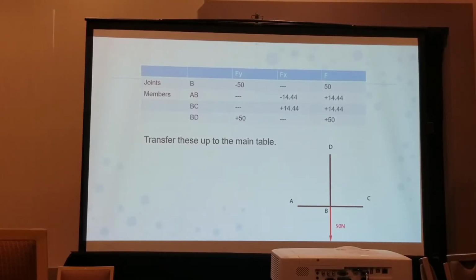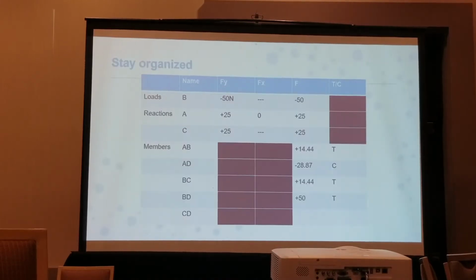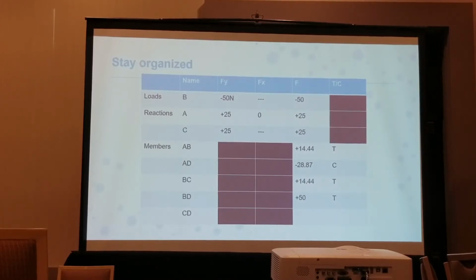We then take all of that, we apply it back up into our main table. Once again, we are only bringing up the composite force. 14.44, positive, therefore it's tension. 50, it's positive, therefore it's tension. Cool thing is, we've got one left.